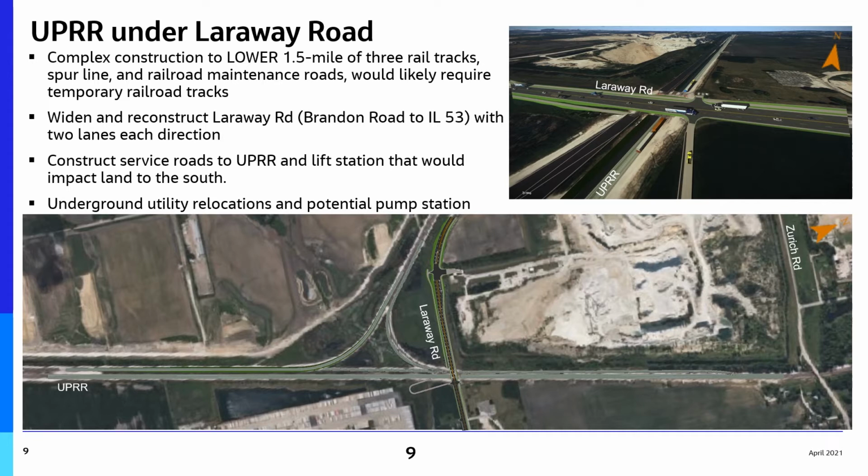This option is the most challenging grade separation to construct since it would require not only the lowering of the three sets of tracks and a spur, but would also likely require a pumping station to remove rainwater that accumulates. In addition, underground utilities within the area would need to be relocated. This includes any portion of the City of Joliet's sewage lift station that currently passes below the tracks.